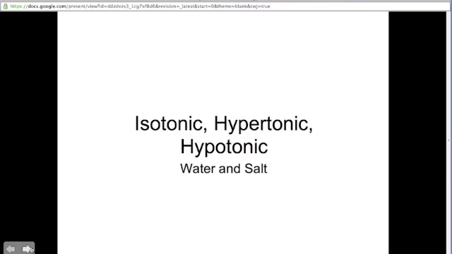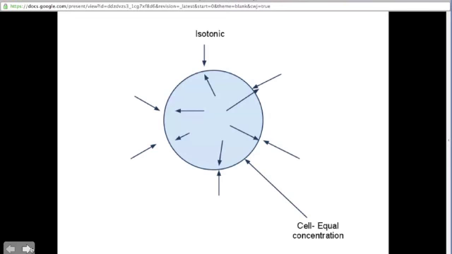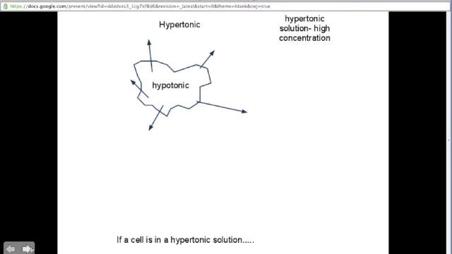Isotonic, hypertonic, and hypotonic. Isotonic is where the concentration of the cell and the outer cell is equal, so the water moves in and out, so the size of the cell doesn't change. But if a cell is in a hypertonic solution, the concentration of sodium chloride is higher out of the cell, so the water will go out of the cell and make the cell crippled and shrink.